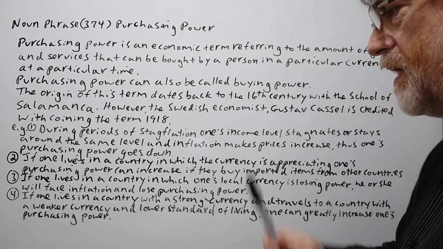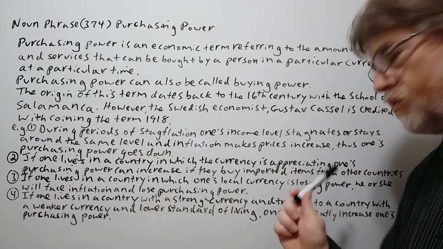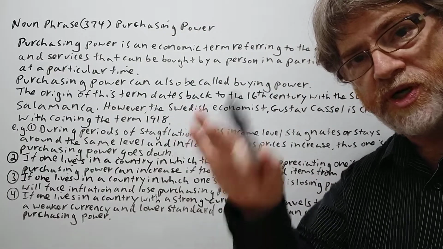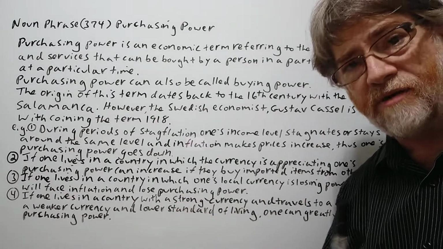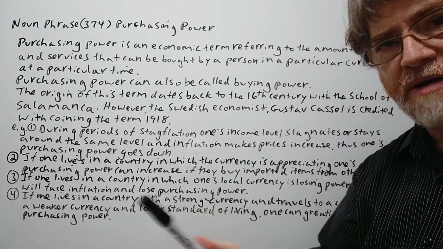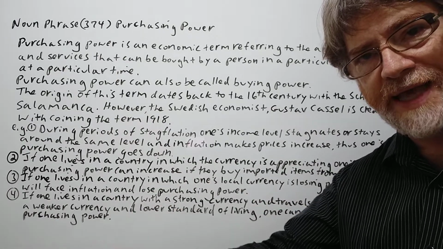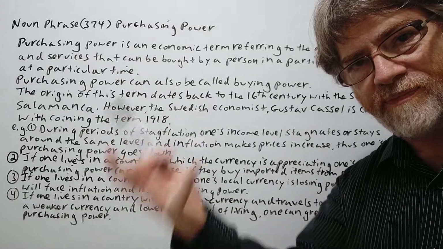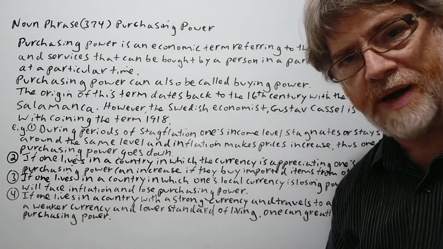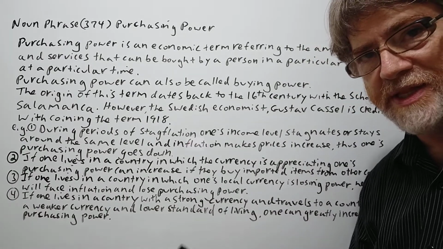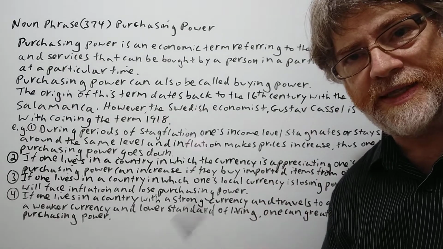Okay, let's continue. Number three, if one lives in a country in which one's local currency is losing power, we also can say depreciating, he or she will face inflation. Probably in their own country they will, because their money doesn't buy as much and they still have to buy commodities, oil, things like that. And therefore, a lot of prices may start to go up and they lose purchasing power. Yeah, because that doesn't mean that their income will necessarily increase either. So they will lose purchasing power in that sense.